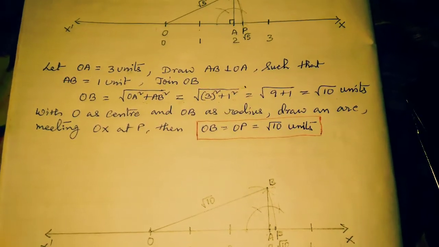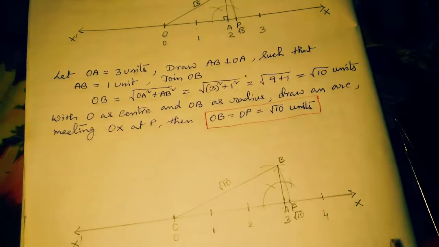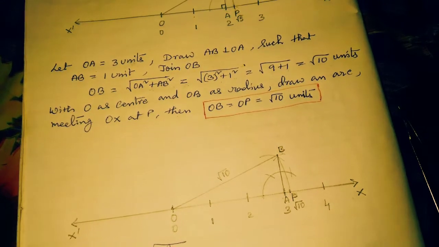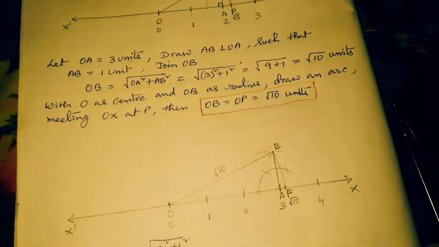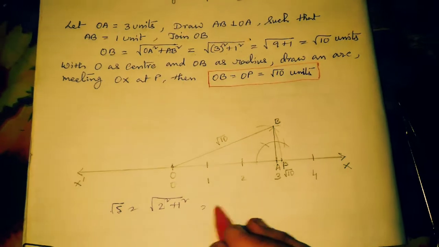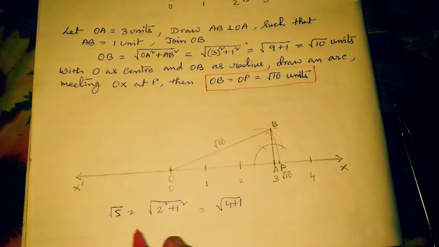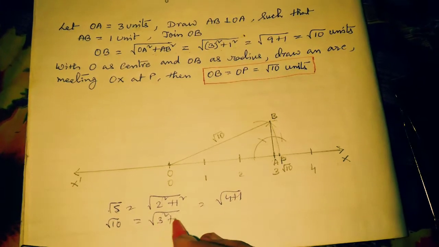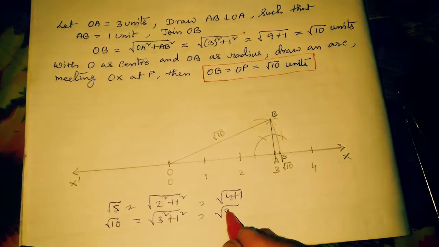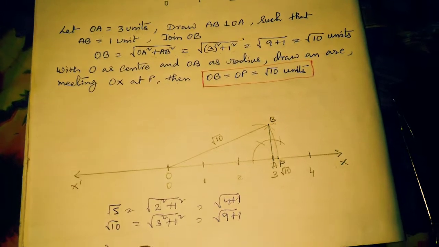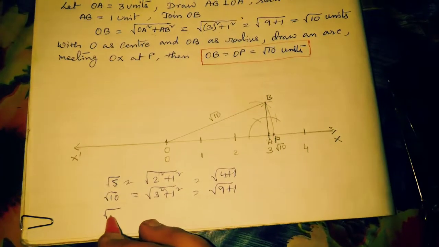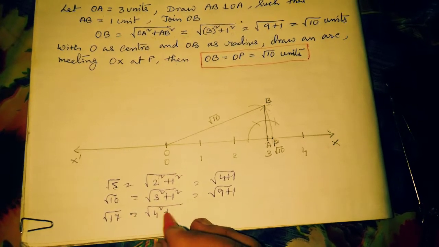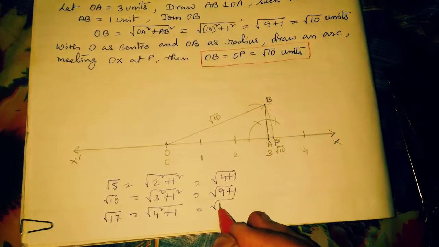Student, one thing you will follow here. When I drew root 5, it was coming from under root 2 square plus 1 square, that is under root 4 plus 1. Clear? If you draw root 10, that is under root 3 square plus 1 square, that is 9 plus 1, 10. Suppose it is given to draw root 17 on the number line, then how to draw? Root 17 means 4 square, that is 16, plus 1. This way you can draw root 17.